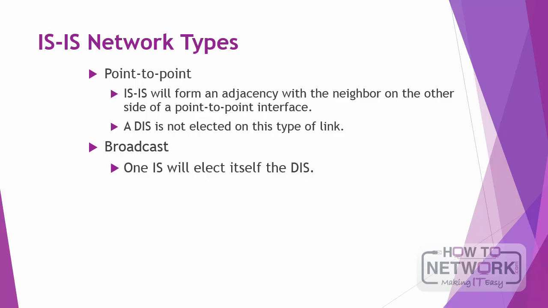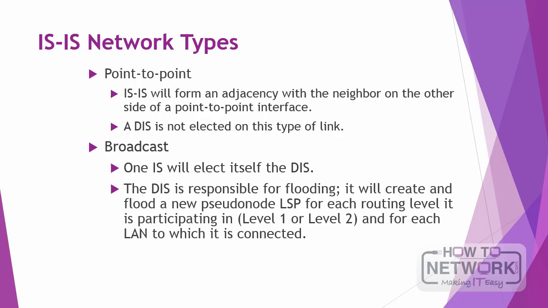On broadcast networks, one IS will elect itself the DIS. The DIS is responsible for flooding, and it will create and flood a new pseudonode LSP for each routing level that it is participating in, that is level 1 or level 2, and for each LAN to which it is configured and connected. A router can be the DIS for all connected LANs or a subset of connected LANs, depending on the configured priority, or if no priority is configured, the layer 2 address.